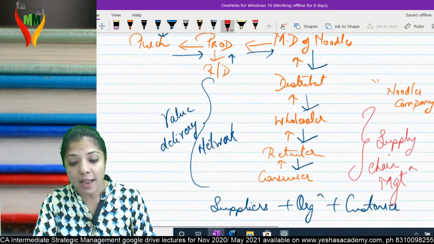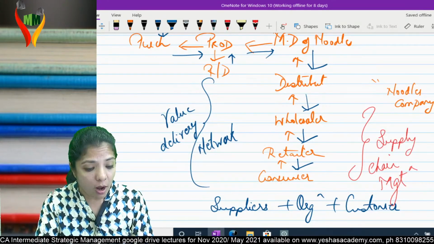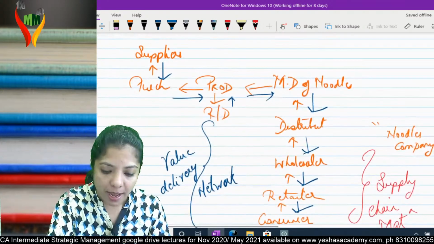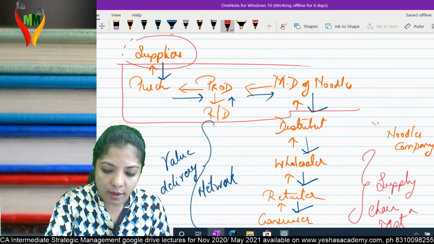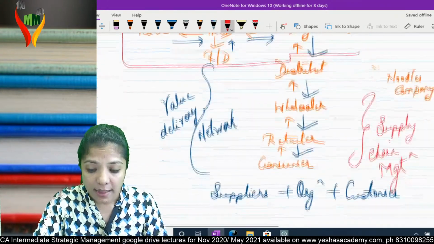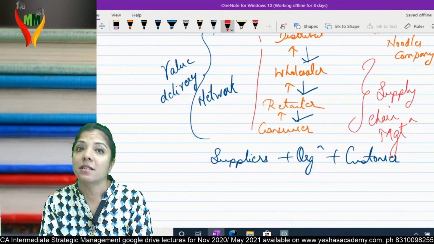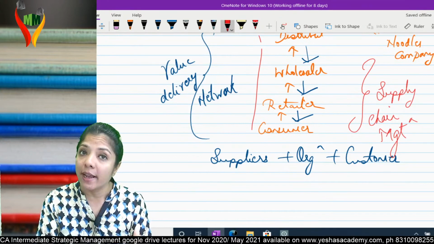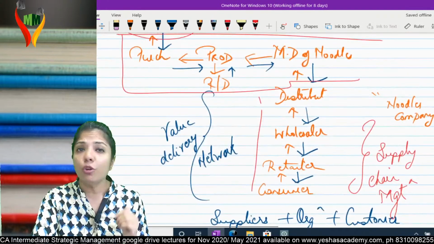Please draw this. It will help you to remember this point. All should work together. Who all? Suppliers and organization. This is the supplier, this is the organization, and these are customers. The last one is the customer as well as the consumer. When all are working together, then only you can give superior value to your customer.